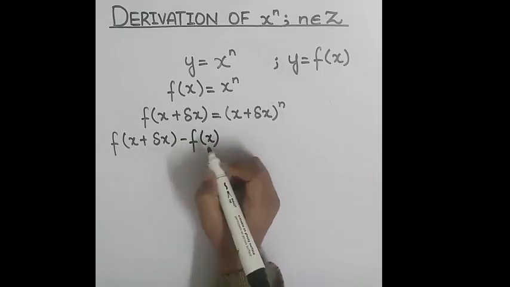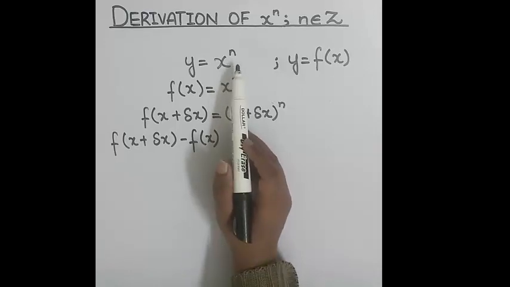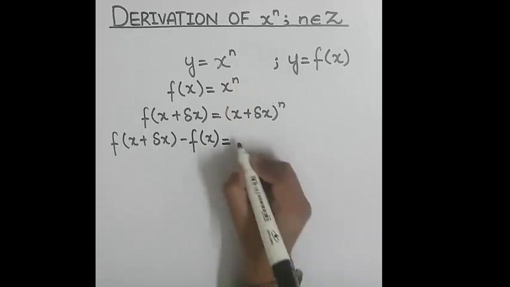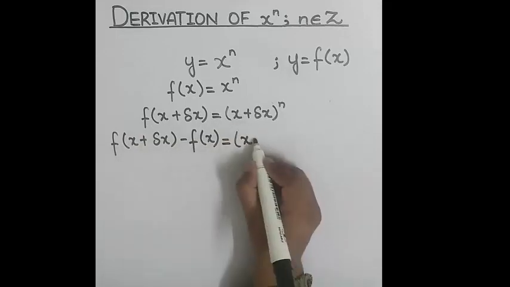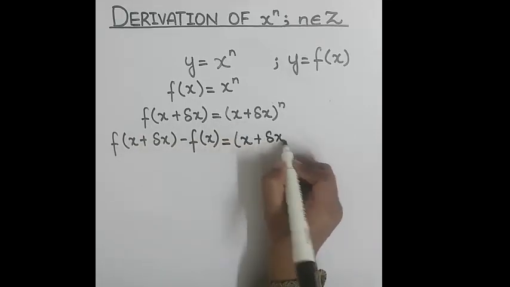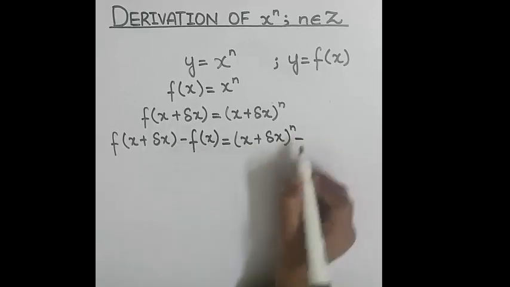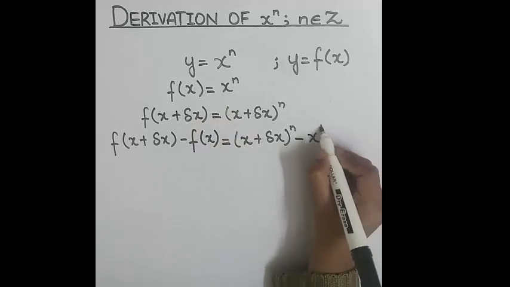We are dealing with the case when n is a positive integer. We will discuss two cases: when n is a positive integer and when n is a negative integer. So this is the case when n is a positive integer. f of x plus delta x is equal to x plus delta x raised to power n, minus f of x, which is equal to x raised to power n.